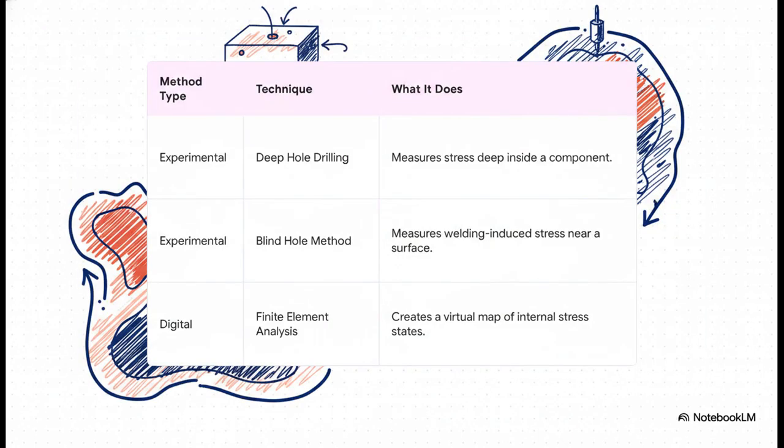Let's look at a few of these tools. Techniques like deep and blind hole drilling are almost like surgery for metal. Engineers drill a tiny, precise hole and then measure how the material around it relaxes or deforms. That tiny shift reveals exactly how much stress was trapped inside. Then on the digital side, you have something called finite element analysis, which is basically like creating a weather map for stress, showing all the high and low pressure zones inside a virtual part.